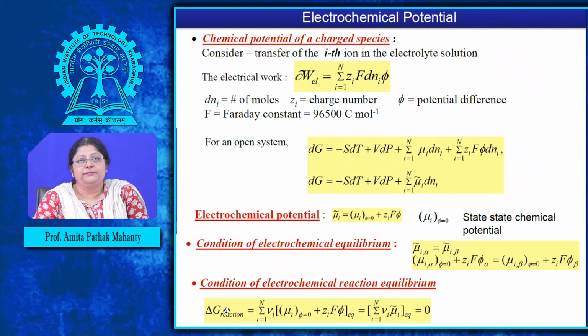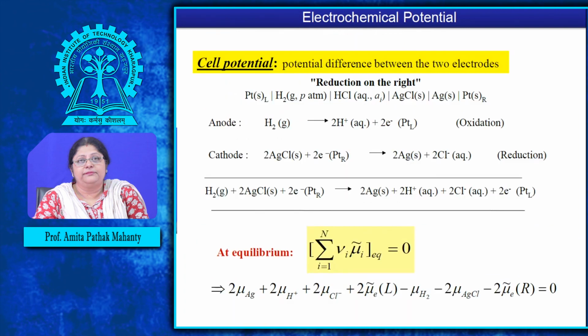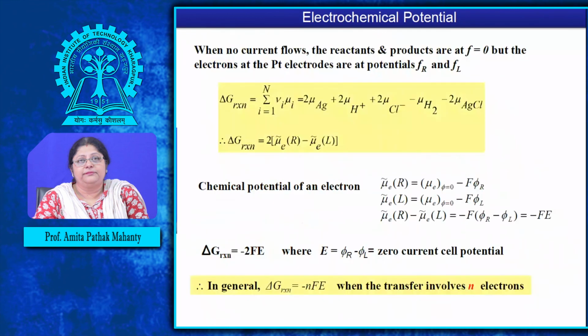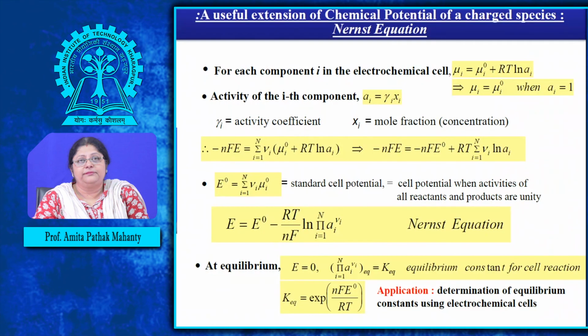But for an electrochemical equilibrium, the new delta G reaction should be defined as mu curl i into nu i summed over all the species should be equal to 0. These are the two conditions. I just want you to be able to write down these two equations. I don't think I should load you with how to change this. You have to do it yourself.